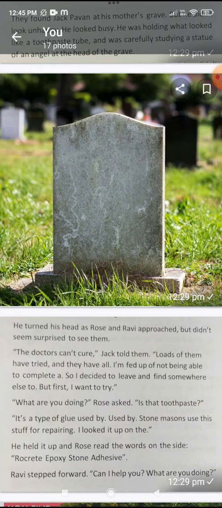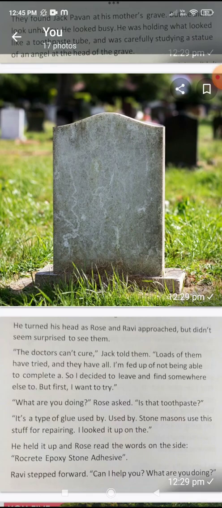The doctors can't cure, Jack told them. Loads of them have tried and they all... I'm fed up of not being able to complete a sentence. So I decided to leave and find somewhere else, but first I want to try. He says that the doctors tried, but the doctors could not cure his mother. And what does he want to do now? He says he wants to do something new.